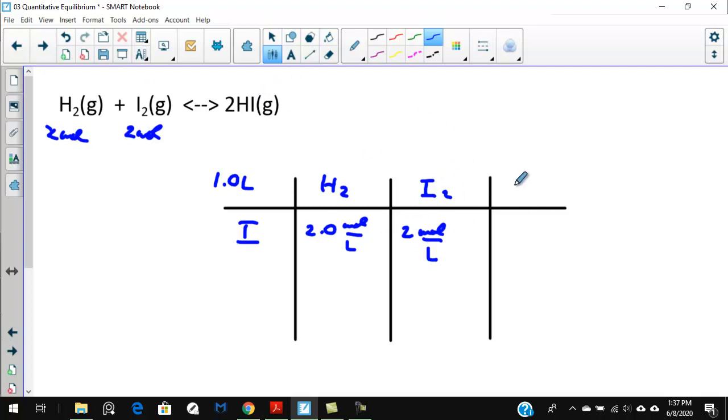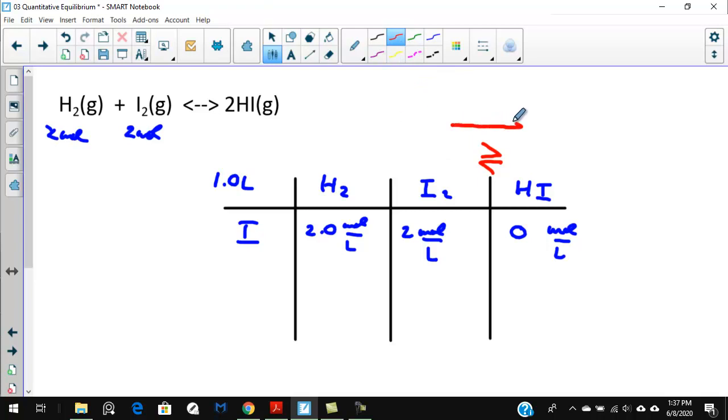And then HI, well, because initially there was no HI in the flask, this is going to be 0 moles per liter, okay? And our equation is right here. I just like to put this in so I can remember which things are products and which things are reactants, okay?